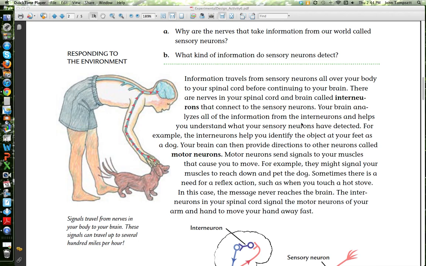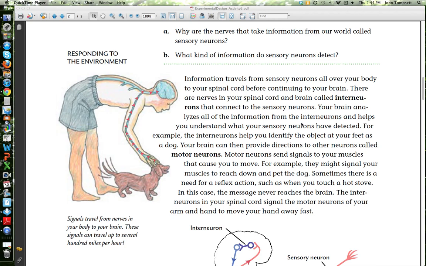Your brain can then provide directions to other neurons called motor neurons. Motor neurons send signals to your muscles that cause you to move. For example, they might signal your muscles to reach down and pet the dog.